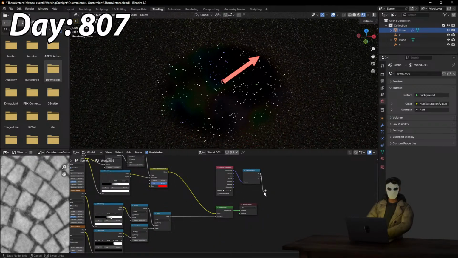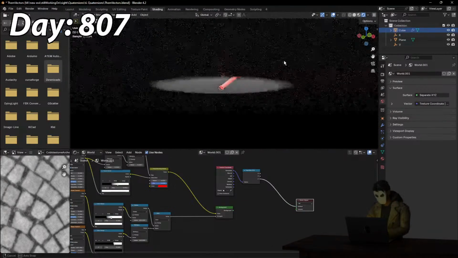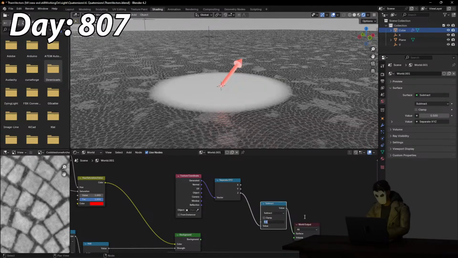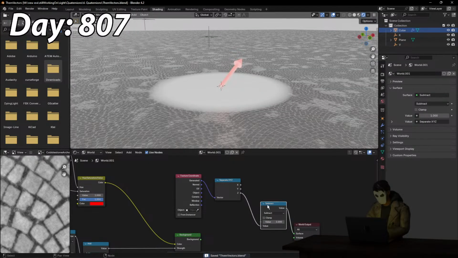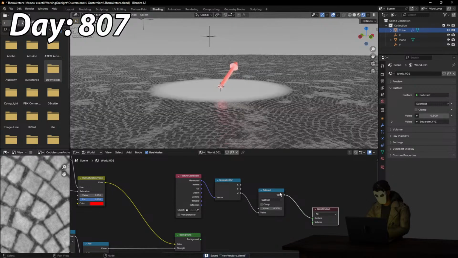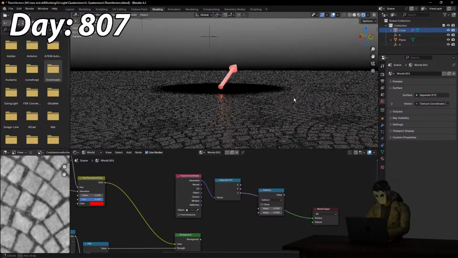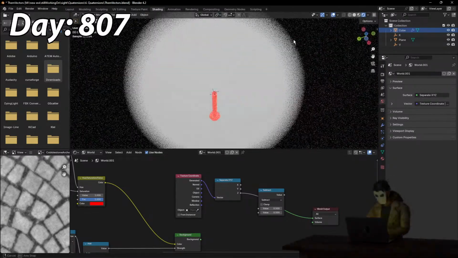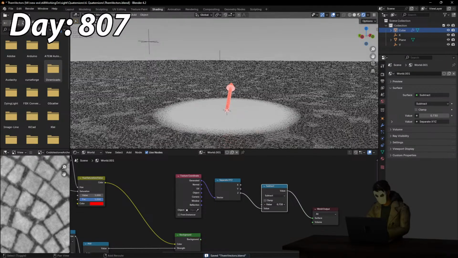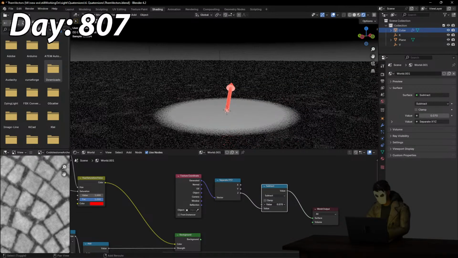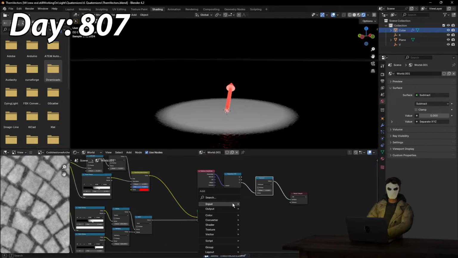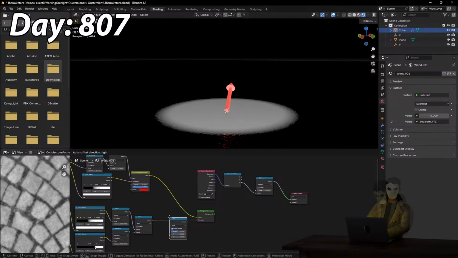Let me select everything that's perfect. I'm sorry, what? The top one is bright. Oh, the bottom one is negative. Right, that makes sense. Which means we want to mix.